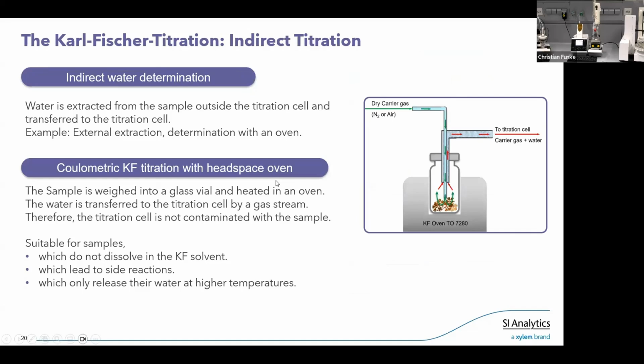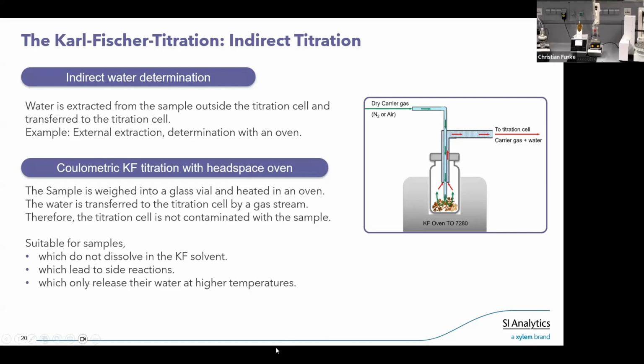And so with this, we are coming to so-called indirect titration methods. What is an indirect titration? In case of an indirect titration, the water is extracted outside of the titration cell. And then when the water is extracted, you can transfer the solvent or whatever is used into the titration cell. So examples for this are an external extraction in a vial with solvent, or what we are using in our experiment here, the determination via an oven.